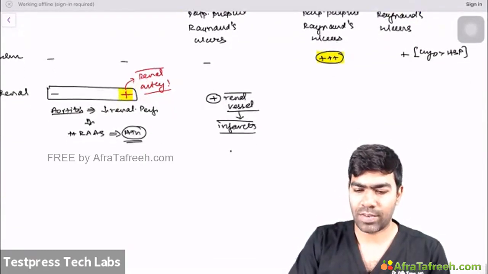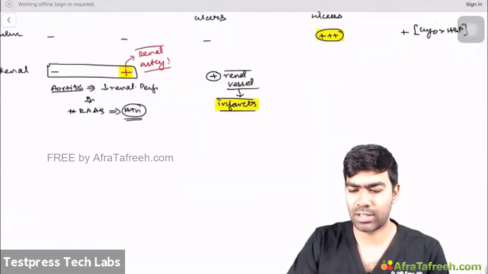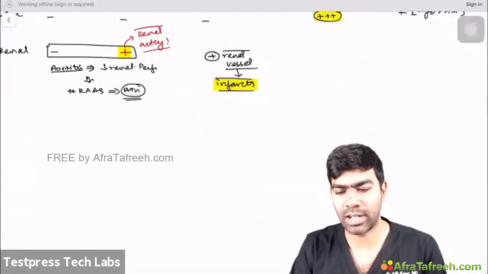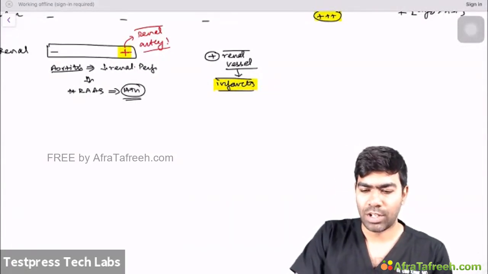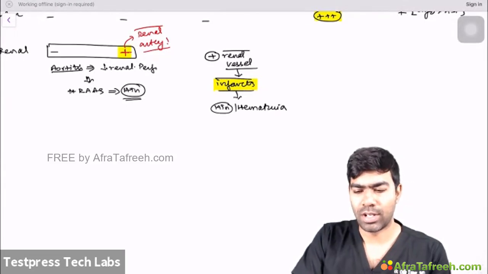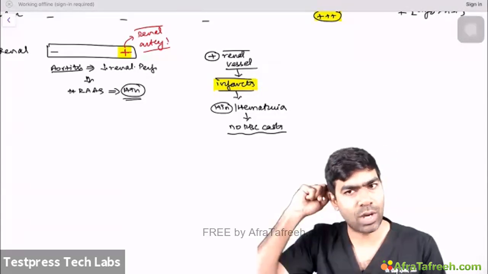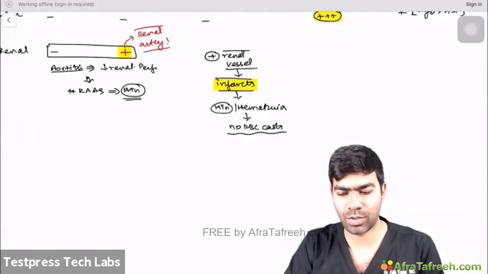In fact, whenever they use the word infarcts, it's very classical of a medium vessel vasculitis: myocardial infarct in Kawasaki disease, renal infarct in polyarteritis nodosa. Infarcts are extremely common. Because of these infarcts, they can develop hypertension and hematuria because of reduced renal perfusion. And a very important point is that this hematuria will not contain RBC casts. So all these factors, especially no RBC casts, typically point towards polyarteritis nodosa.